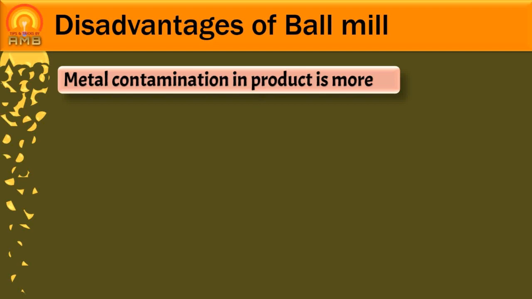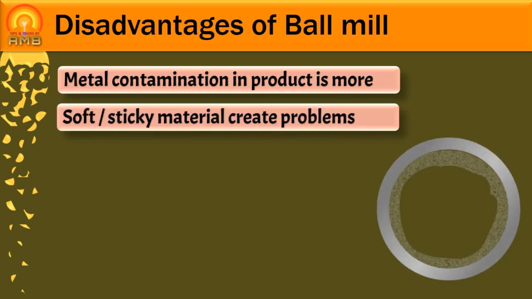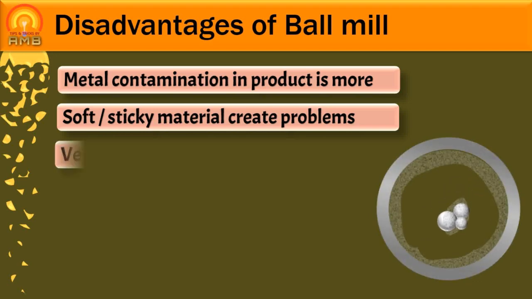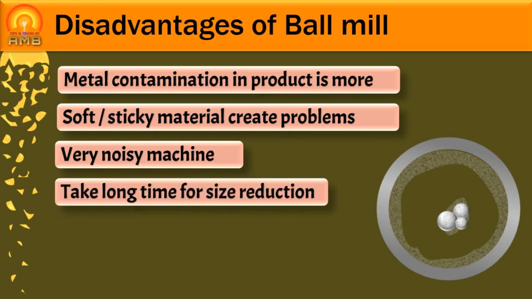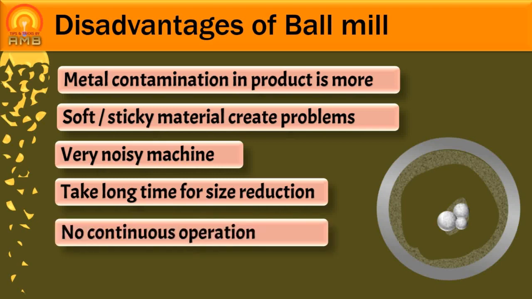Next disadvantage is soft or sticky material may cause problems by caking on the sides of the mill or by holding the balls in aggregates. Thus, effective size reduction cannot occur. Next is as the balls are continuously falling on inner lining of the cylinder, it produces noise. Thus, the ball mill is a very noisy machine. Another disadvantage is it takes relatively long time for size reduction. Continuous operation is not possible in this mill.